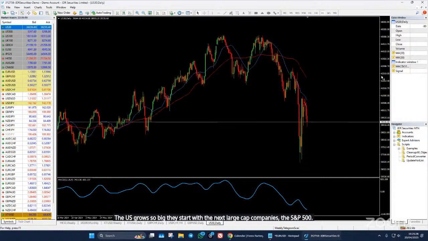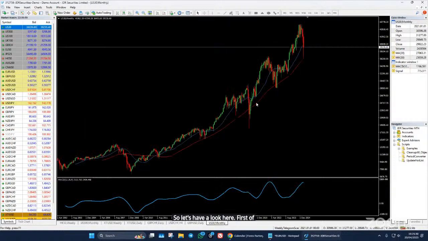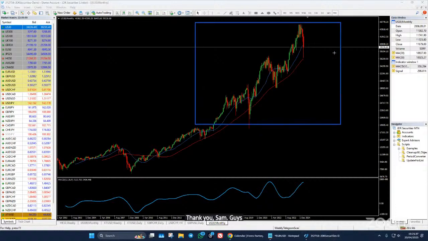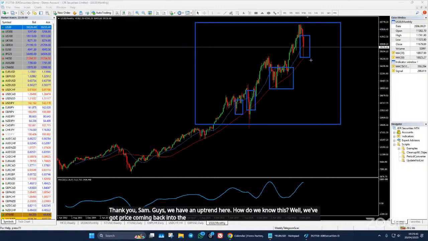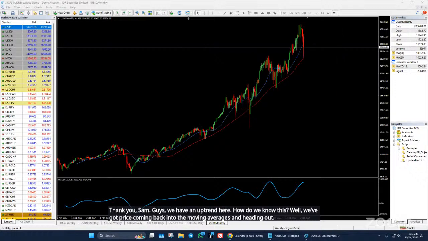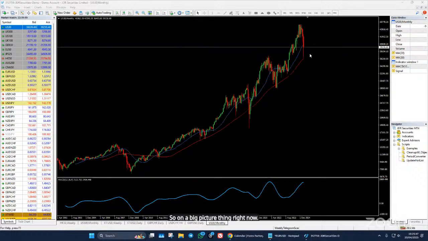So let's have a look here. First of all, we go to the monthly. Guys, we have an uptrend here. How do we know this? Well, we've got price coming back into the moving averages and heading out. So on a big picture, we're still pretty much in an uptrend for the most part.